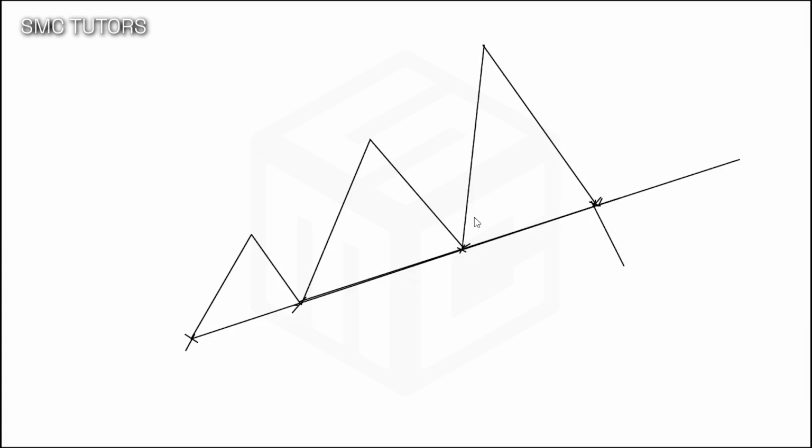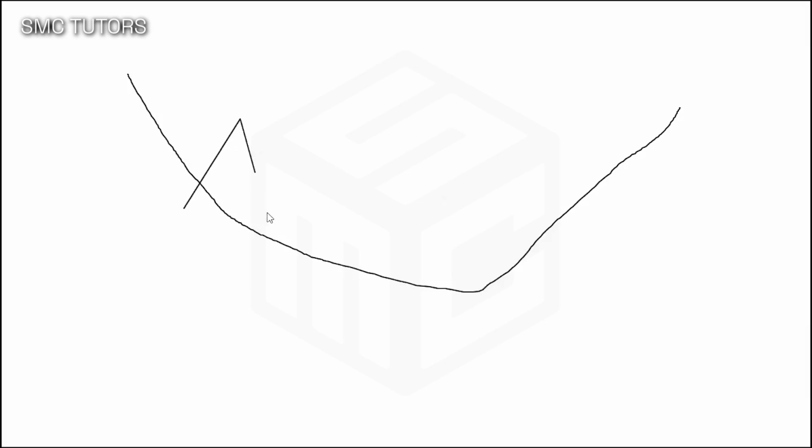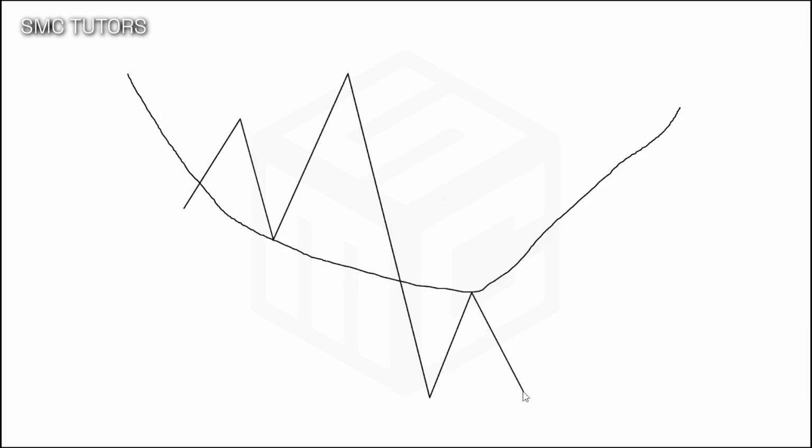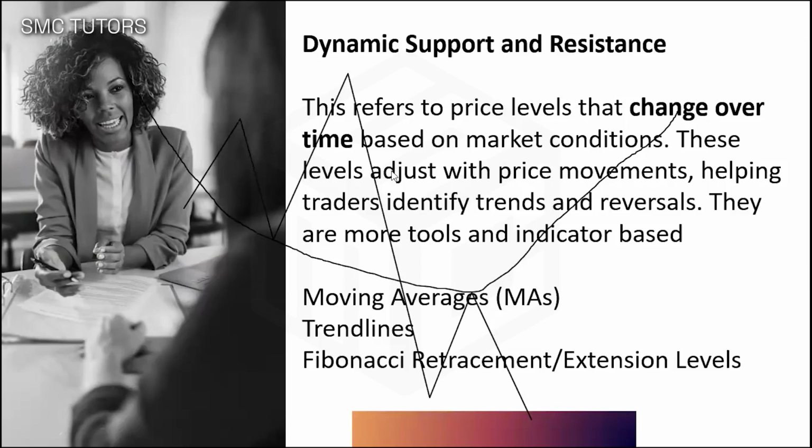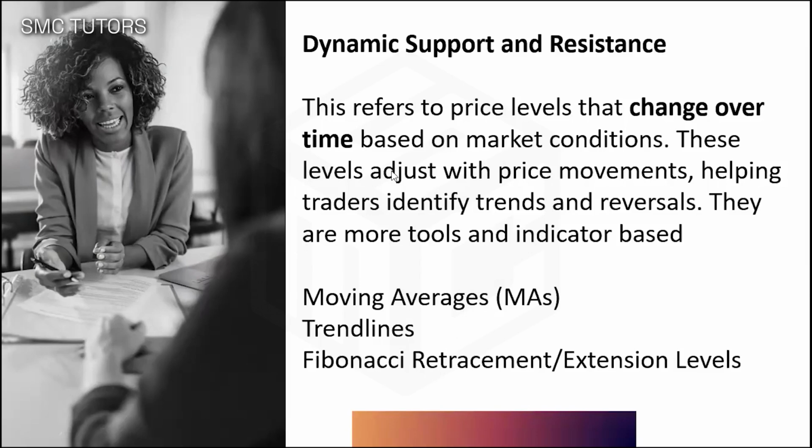So for a moving average, once we get price moving, if price is above the moving average, it is going to act as support. If price is below the moving average, it is going to act as resistance. So we'll get more practical when we get deeper into the course. So that's static and dynamic support and resistance.